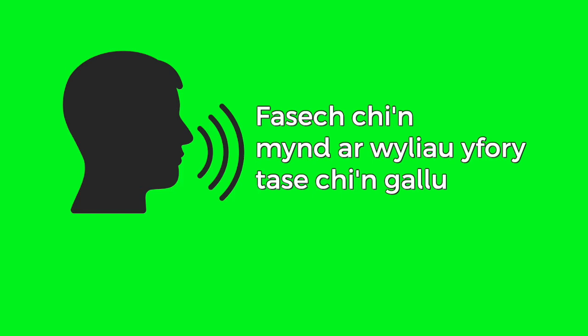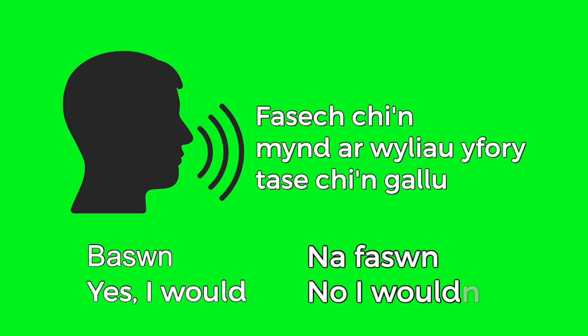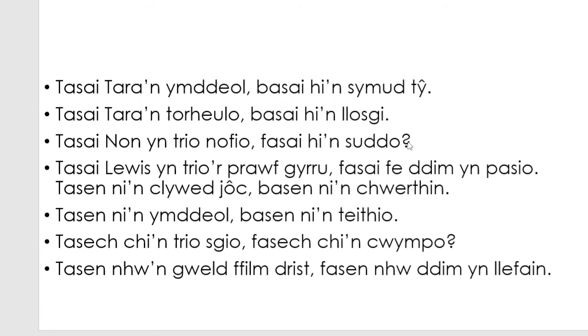And remember, the answer to all these questions is baswn, yes, na faswn, no. In the next sentences, at the bottom of page 30, we're going to be looking at the he, she, we, you, and they forms. A couple of them are questions, and there's a negative in there as well. Let's look at the sentences.